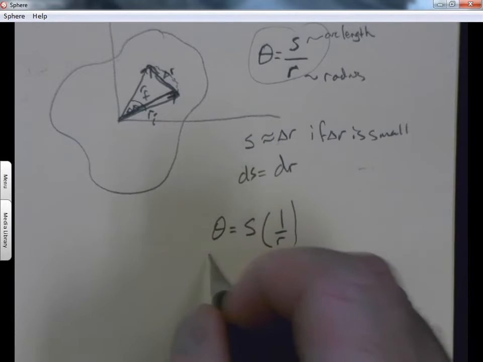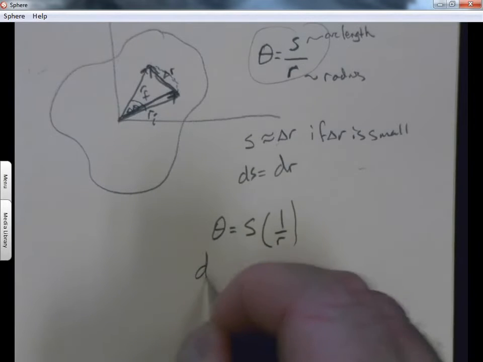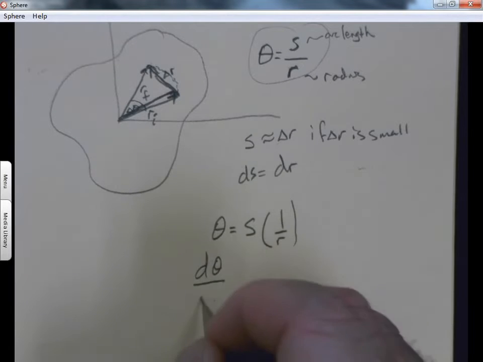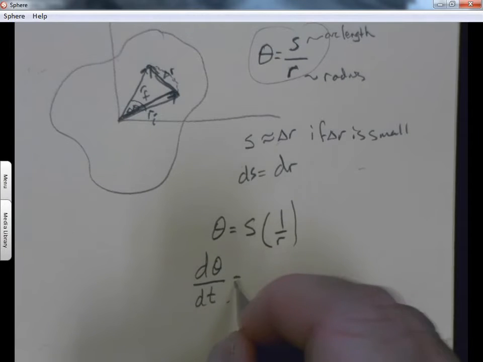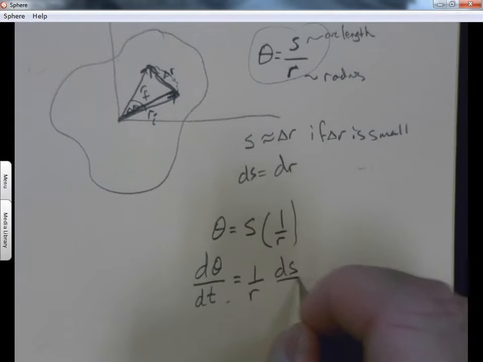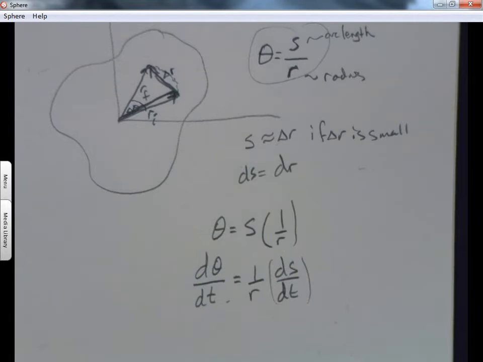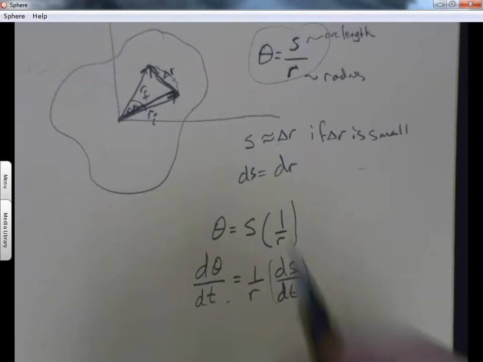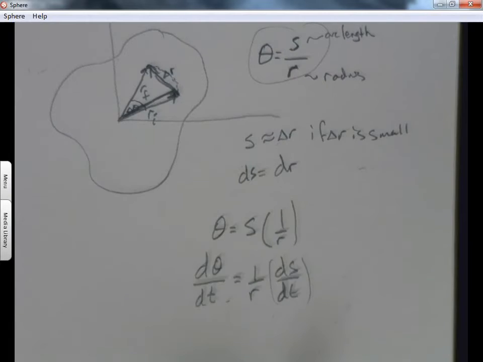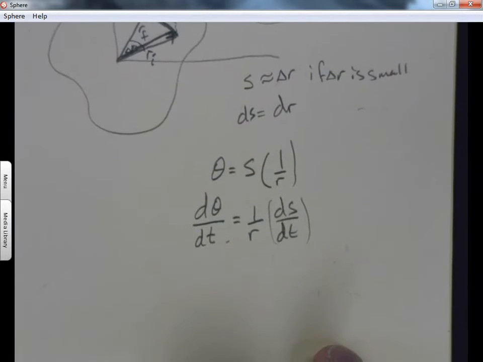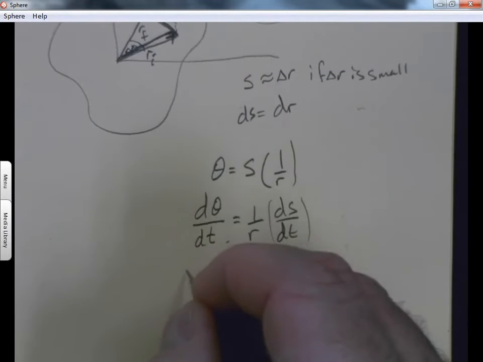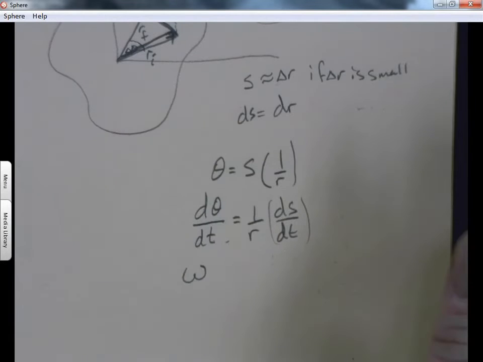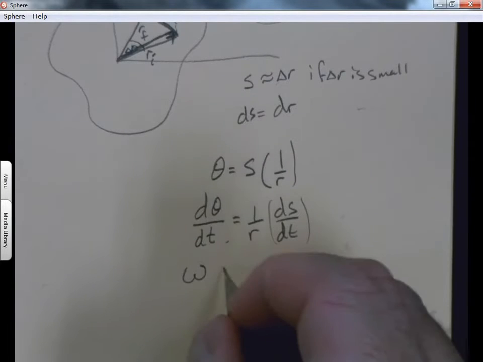We take the time derivative of both of these. We get d theta over dt is going to equal 1 over r ds dt. Well, what's d theta dt? We defined just a minute ago that d theta dt is omega. That's our angular velocity. Okay?